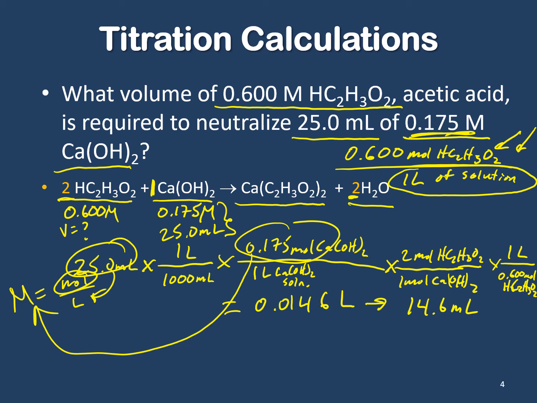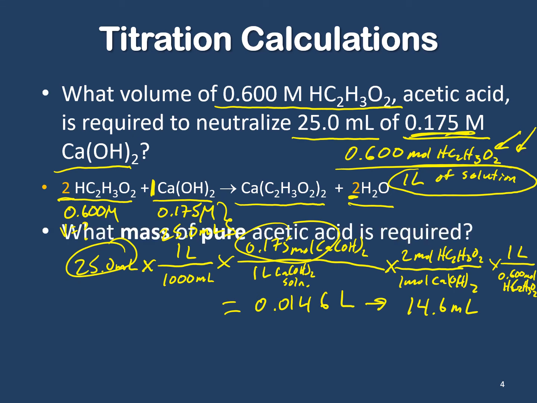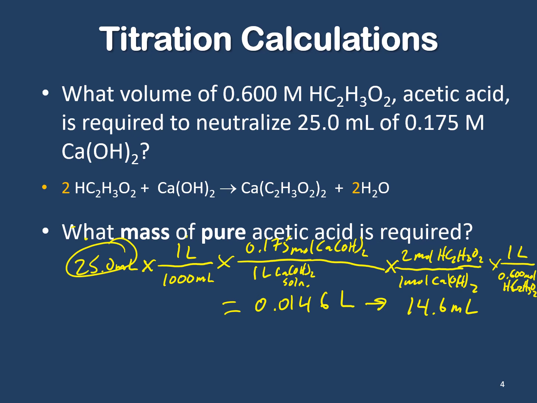So let's talk about what if I asked a different question here. What if instead of asking for volume, I asked for what the mass of acetic acid would need to be that's added, right? Well, that's not really that much of a different problem. If I'm asking for what mass of pure acetic acid would be required, the biggest difference is actually this last step. If I wanted to get mass instead of volume, I wouldn't use molarity of the acetic acid. I would use the molar mass of acetic acid. So let's replicate this entire line of calculations, but then we'll change it just a little bit.